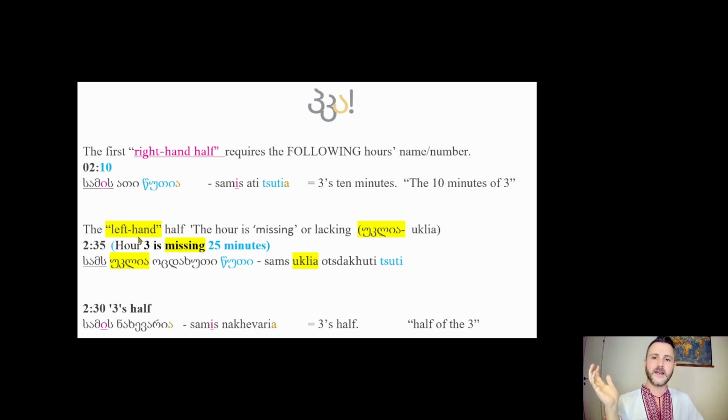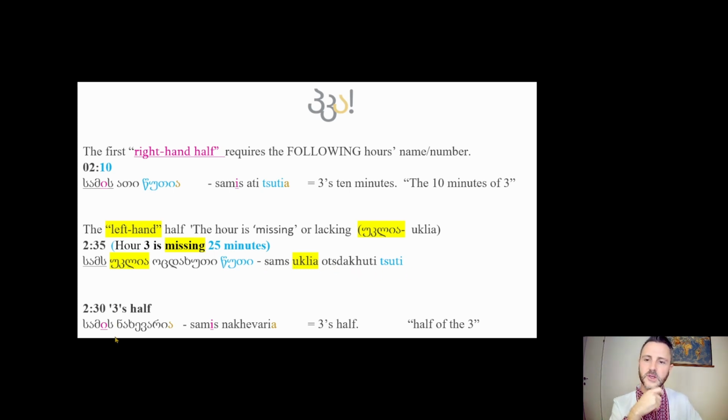With another example, the left-hand side of the clock, the hour is missing, it's lacking, and that's uklya. And so here, if we look at what we'd say in English 2:35, again, the hour 3 is missing those 25 minutes. We're still thinking of 3. So it's Sams uklya, not Samis. Sams uklya, and then otstachuti tsuti. Sams uklya, otstachuti tsuti. In this case, 3 is missing 25 minutes. And so that's 2:35.